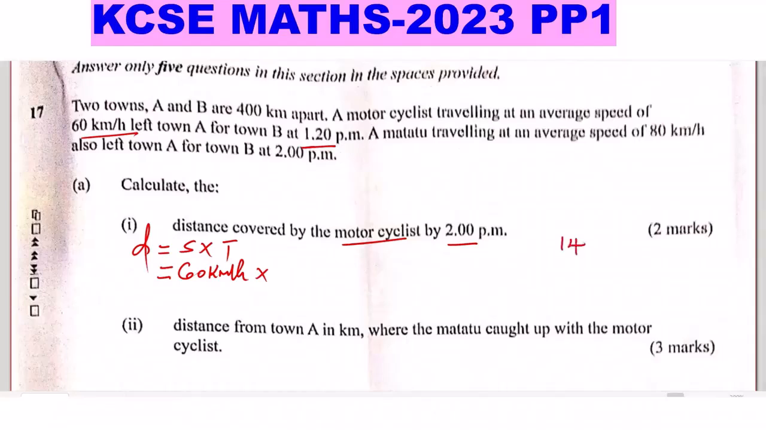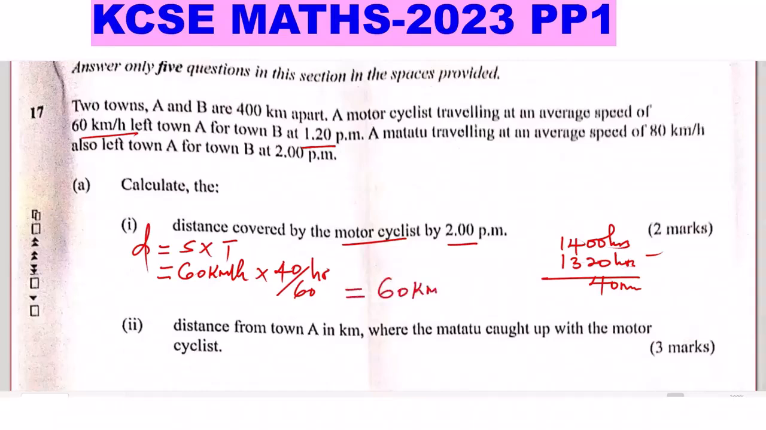2 p.m. is the same as 1400 hours, and 1:20 p.m. is 1320 hours. So the difference here is 40 minutes. So you're required to get the distance covered by the motorcyclist from 1:20 p.m. to 2 p.m., which is 40 minutes. We can't work with minutes and hours, so we have to convert 40 minutes to hours by dividing by 60. This is equivalent to 60 kilometers per hour multiplied by 2/3, since 40 over 60 is 2/3 of an hour. When you work this out, you'll get 40 kilometers.